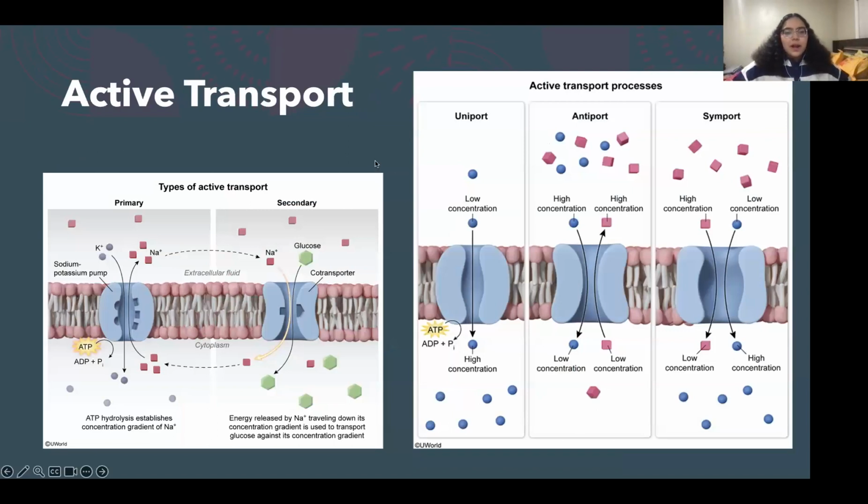For active transport, there's primary and secondary, as you can see there. For primary, the sodium-potassium pump is an example. You have ATP hydrolysis that makes the concentration gradient for sodium. And then there's also secondary, where they're both going in the same direction. Sodium is moving down its concentration gradient, and that helps glucose move against its concentration gradient. Then there's also, again, uniport, antiport, and symport. So uniport, one thing; antiport, 2 things in different directions; symport, 2 things in the same direction.